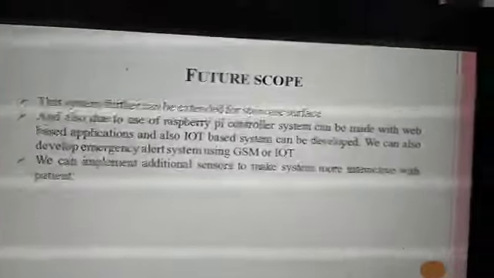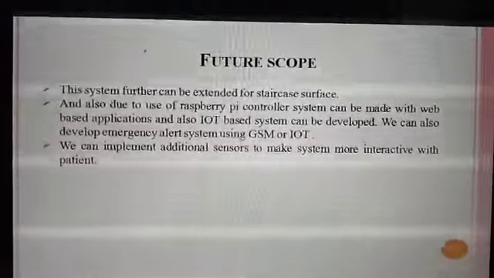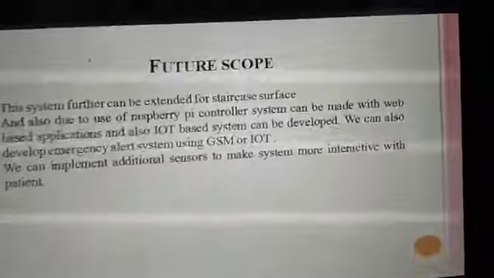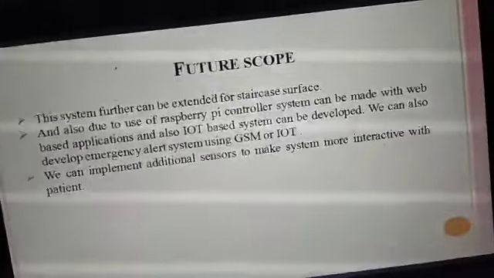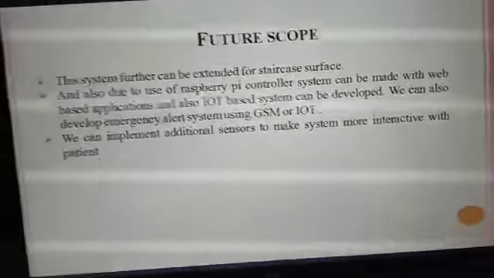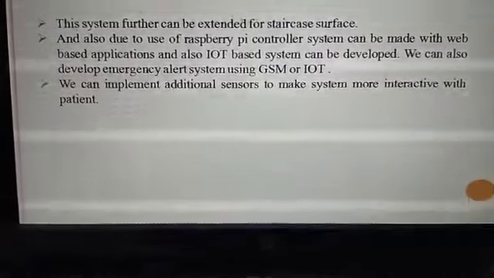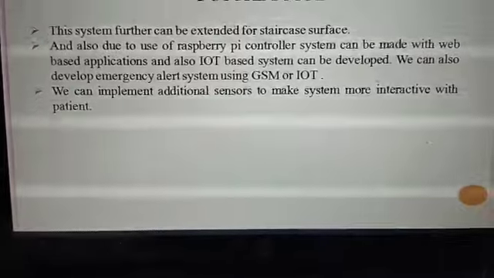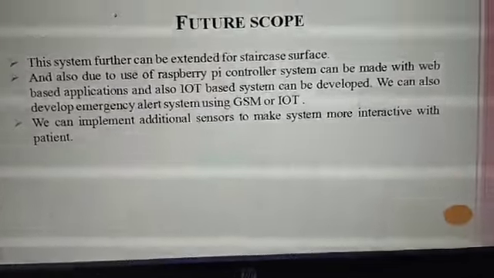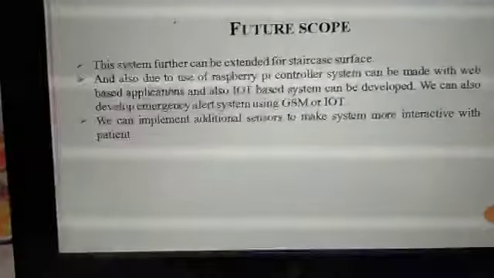Future scope: the scope of the system can be extended to the staircase surface, as we have not done that in this. We can also make the system more advanced and reliable by using the Raspberry Pi 3 controller. We can implement an IoT based system by using the Raspberry Pi 3 controller.